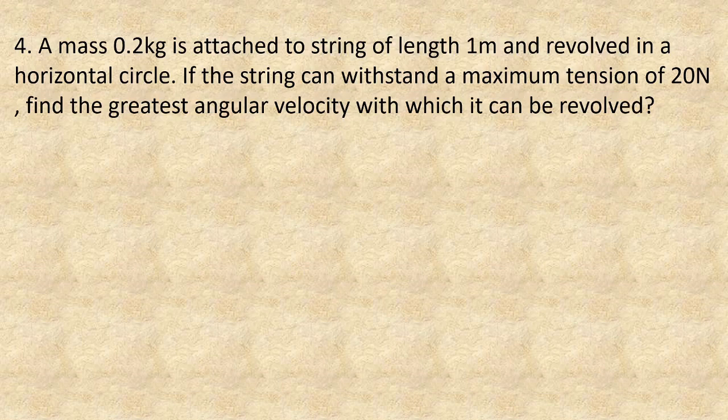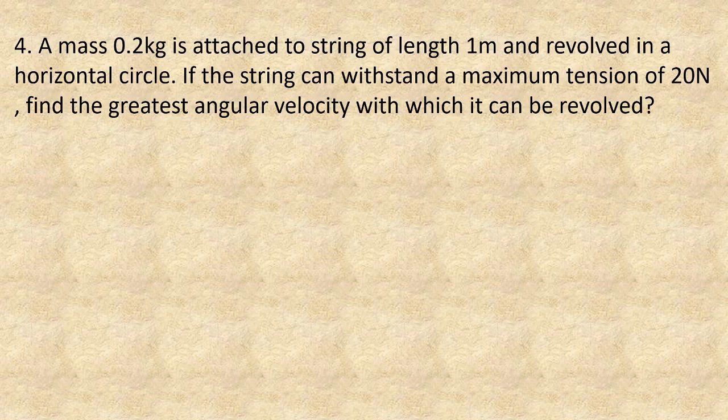If the string can withstand a maximum tension of 20 newton, find the greatest angular velocity with which it can be revolved. Here a mass, which may be a stone or whatever it is, is attached to a string, and we are just revolving the mass in a horizontal circle. We are just rotating that stone.